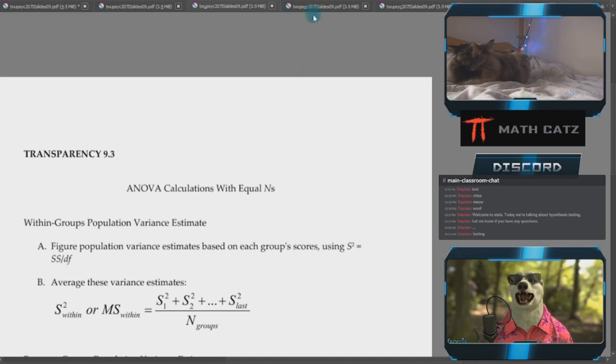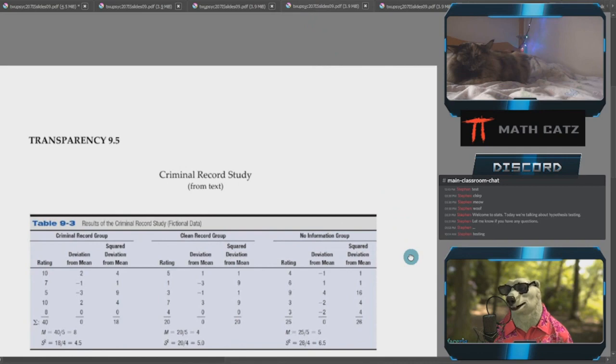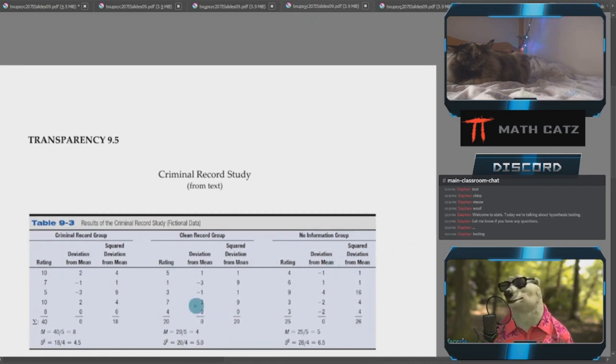So let's look at the detail here of what we got in our criminal record study. We had our three groups: criminal record group, clean record group, and no information group. And the ratings are over here. So you calculate the deviation from the mean, square deviation, sum of the squares, divided by sample size minus 1 in the same way as always. So I got variance estimates from each group: 4.5, 5, and 6.5.